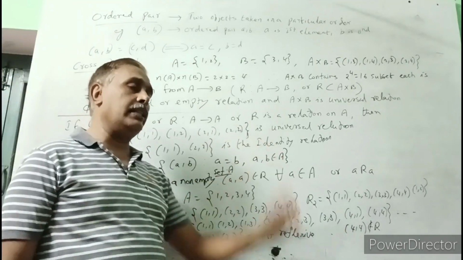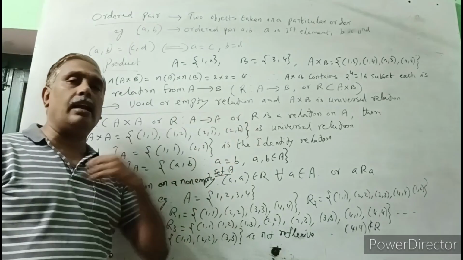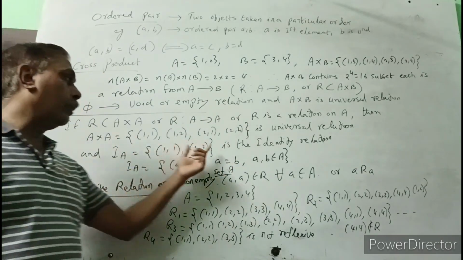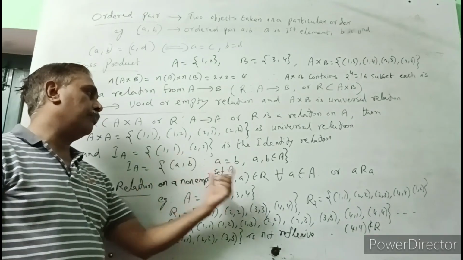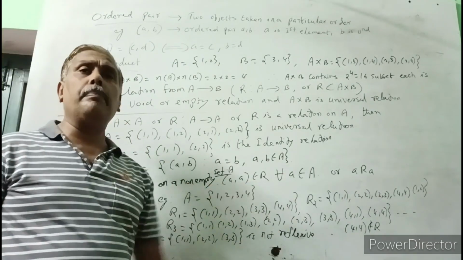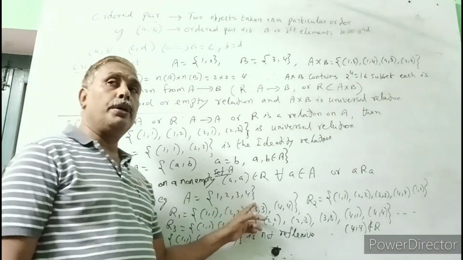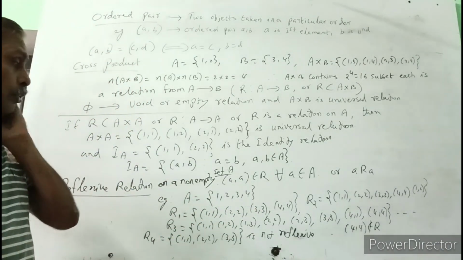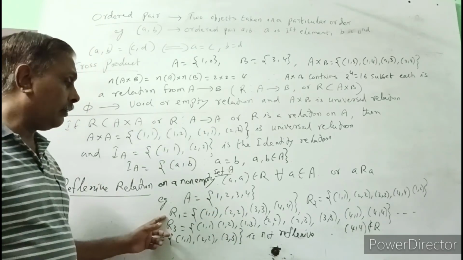Identity relation is also like that, but the difference is that in an identity relation, additional elements are not possible, only equal elements are possible. But in a reflexive relation, the first element and second element being equal is compulsory, and additional elements may be present. One example is written here: A is equal to the set {1, 2, 3, 4}. This is a non-empty set.